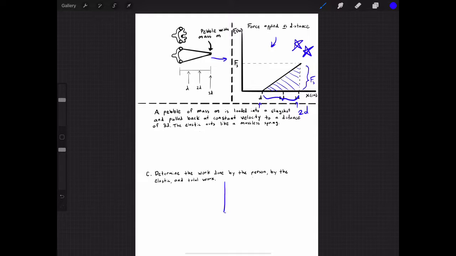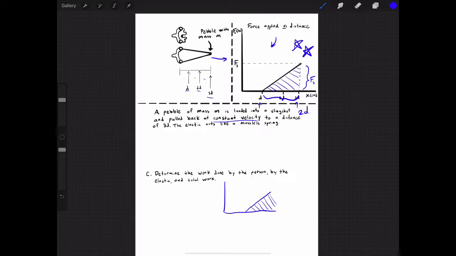So our applied force graph looks something like this. Now, since we know it's at constant velocity, that means that the forces are always canceling out, whether you're at D, 2D, or 3D, or anywhere in between. So what does that mean? That means that our applied force is always canceling out the elastic force. So they're always equal, but opposite.